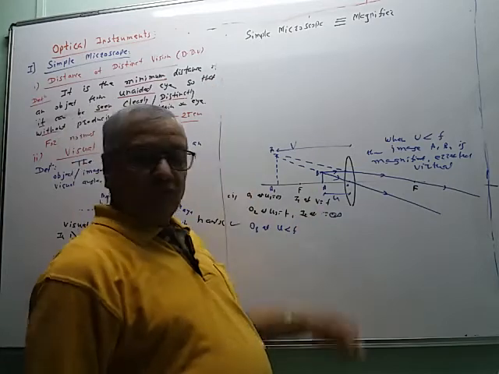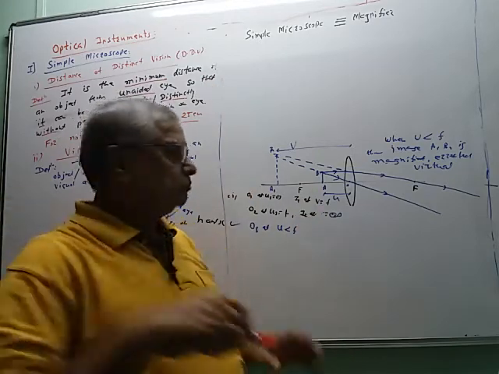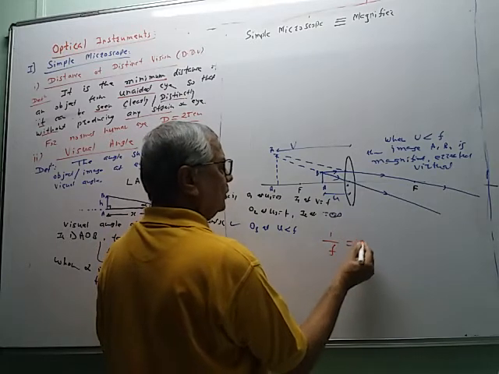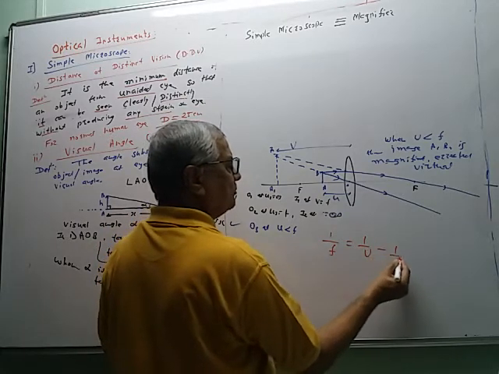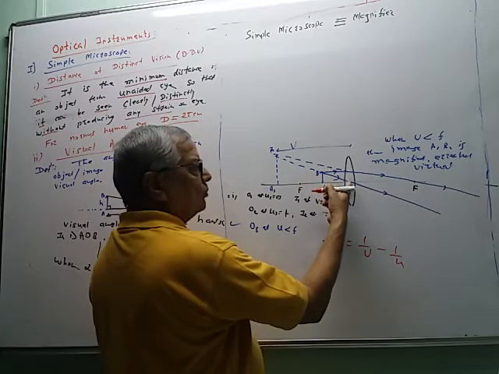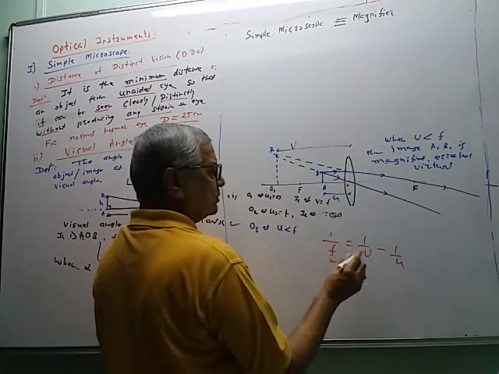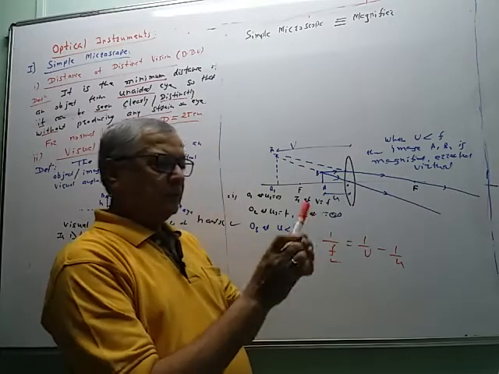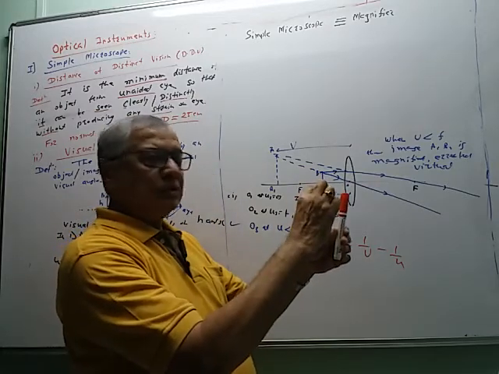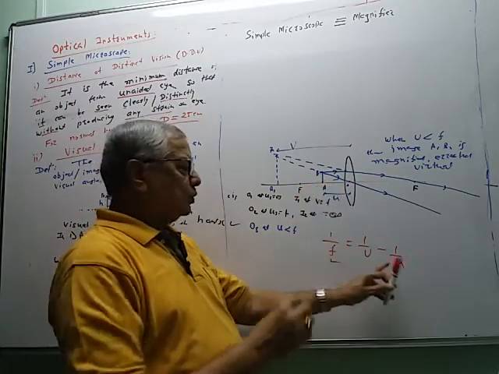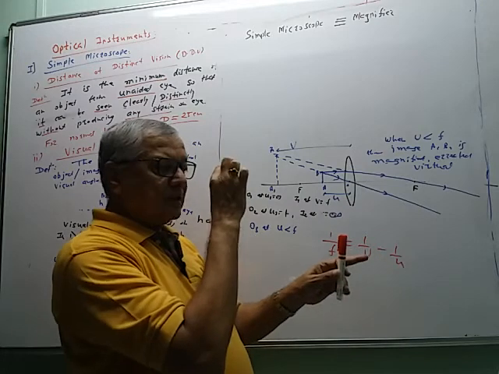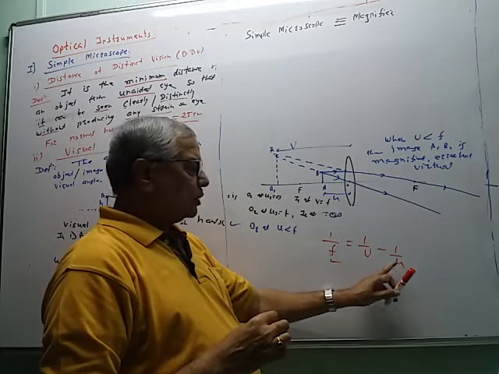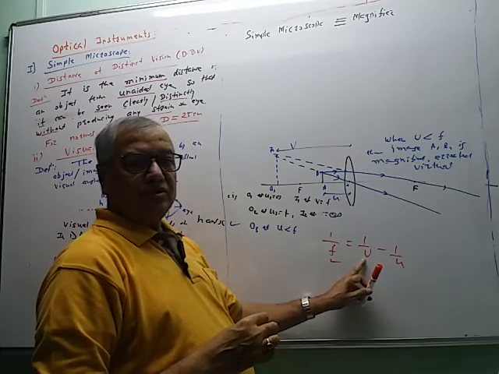Now, we know this lens formula. 1 upon f is equal to 1 upon v minus 1 upon u. So, now we are not changing the lens, so f is constant. Now, if the object is kept fixed and lens is moved towards it, u will decrease. So, u changes, or lens is kept fixed and object is moved. Again u will change. So if we change the u, then v will change.